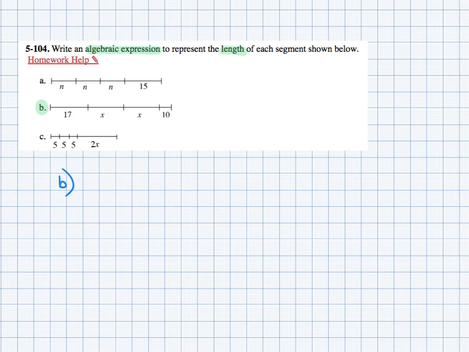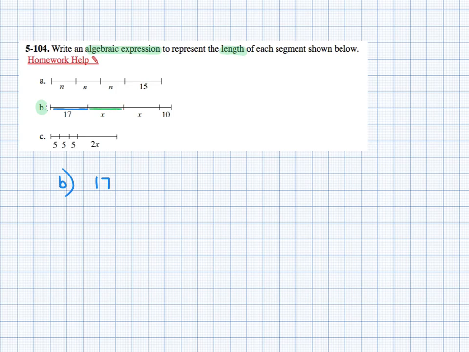So for problem B, I'm looking for the length from the beginning all the way to the end. That's what it says: length for each representation. However, I want to rewrite it one at a time. So what I see is 17 in terms of length, so I'm going to write 17. Now right next to it is x.